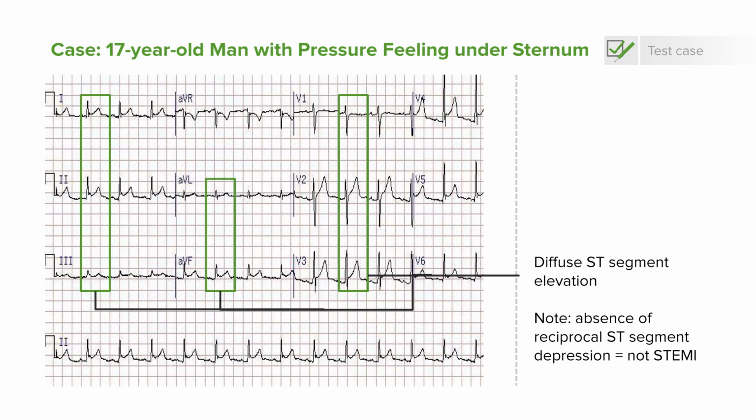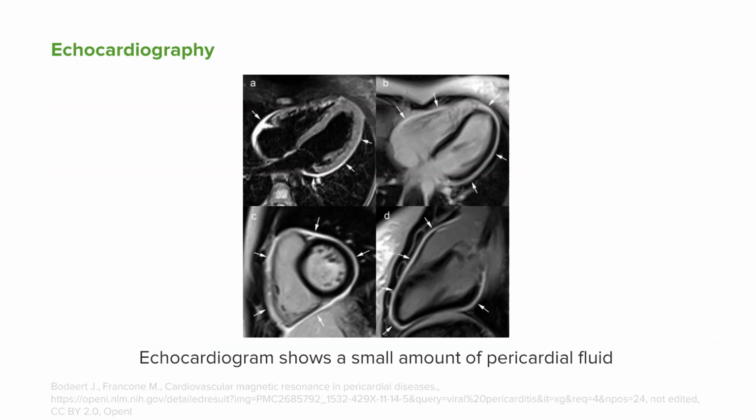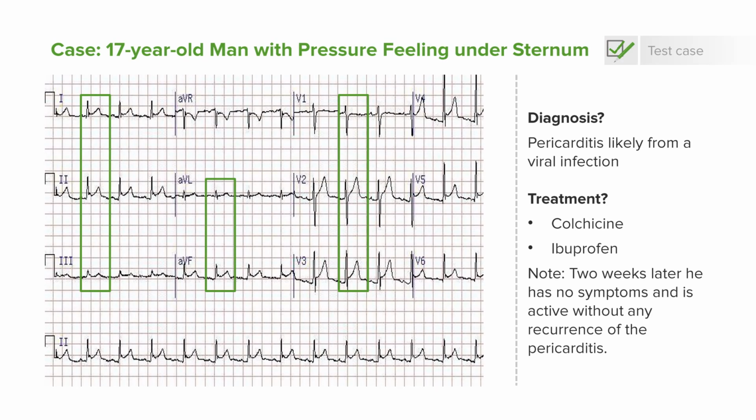So once we get the ECG done, we can see a diffuse ST elevation, and note that there is no reciprocal ST segment depression. Even in AVR, there is no depression, and hence we are diagnosing him as a case of pericarditis based on the history and the ECG findings. So this is the echo finding of the patient. There is a small fluid collection in the pericardial region. The treatment is colchicine and ibuprofen.